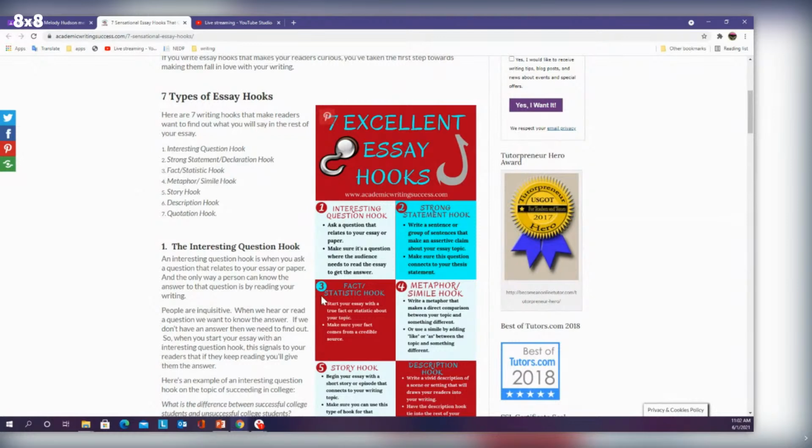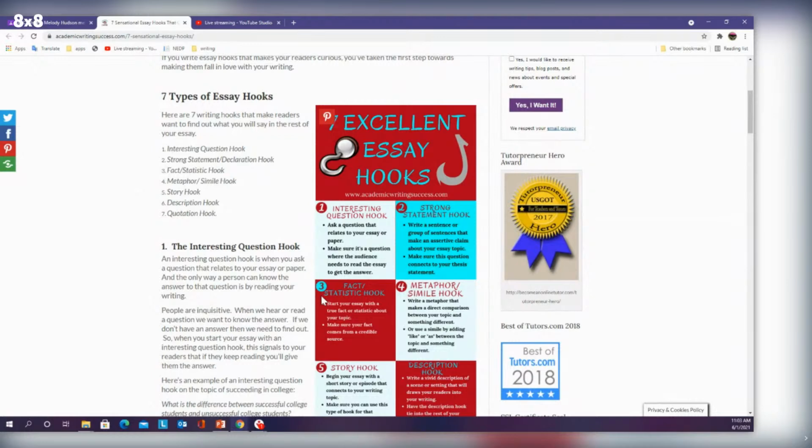Then you're going to do the fact or statistic hook, depending on what you're writing, right? And who your audience is. You'll start with a true fact or a statistic about your topic. But you've got to make sure that this comes from a credible source. And please be careful what you're citing.